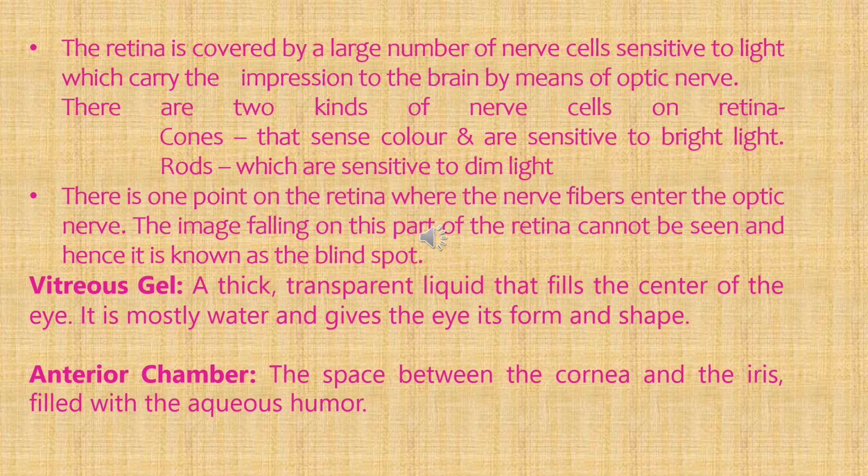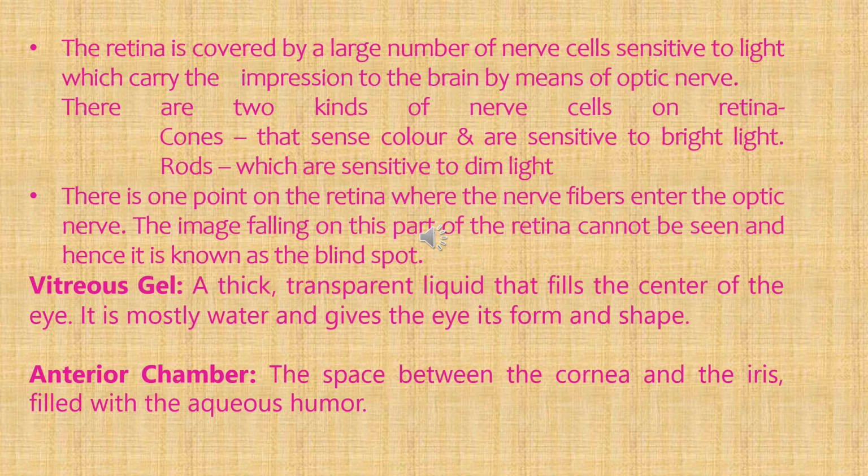There is one point on the retina where the nerve cell fibers enter the optic nerve. So the image formed on this point on the retina cannot be seen. We call it a blind spot. So the blind spot is the area where the image falling on this part of the retina cannot be seen, cannot be observed.